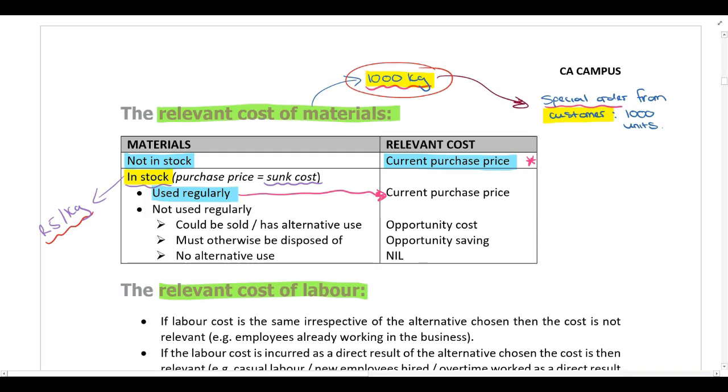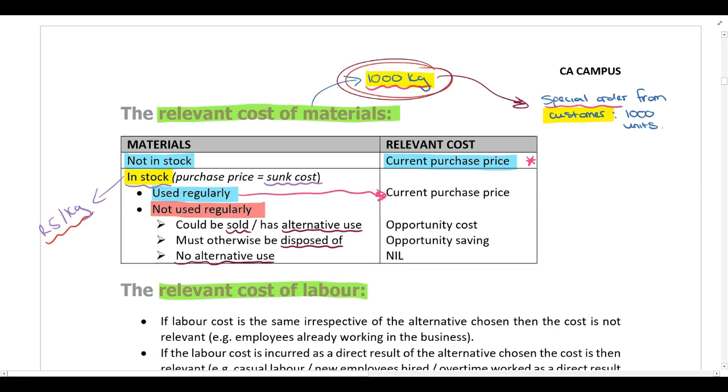So nothing's changed yet. However, if this material is something that is not used regularly in the production process, that means if we use the material now for this order, we won't necessarily have to replace it in the future because it is not something that the company uses regularly in their production process. So then you need to ask yourself what happens. Either the material can be sold or it has an alternative use, or it must be disposed of, or it has no alternative use.